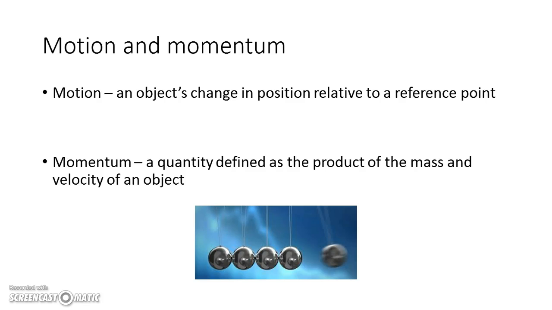Momentum is defined as the product of the mass and the velocity of an object. I showed these pictures here because that's something we always think of when we think of physics. And even though this is physical science, guess what, boys and girls? It is physics. We're just breaking it down for you.